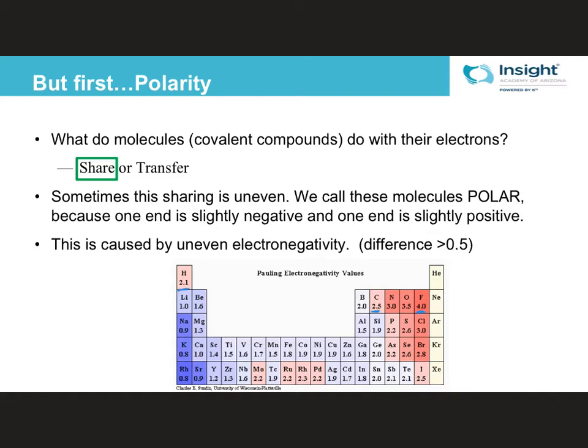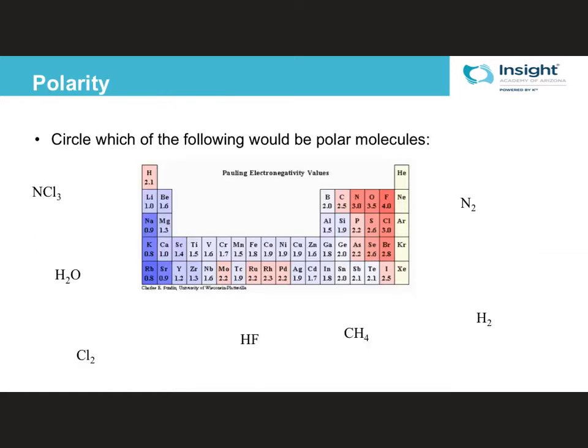All right, so you run into polar compounds when there is a difference of greater than 0.5. So using that rule, if the electronegativity difference is 0.5 or less, it's nonpolar. But if it's greater than 0.5, then we call it polar. See if you can identify which molecules here would be polar.